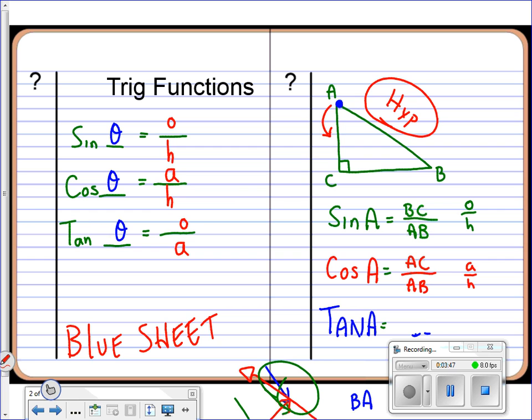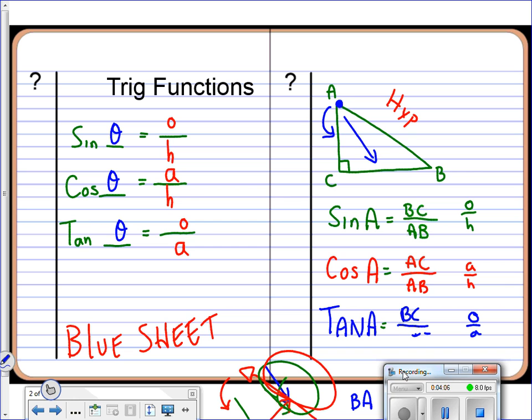All right, now let's do tangent. Tangent is opposite over adjacent. So again, we're looking from A's perspective, so opposite over adjacent. So that would be BC over AC. And there we have it.